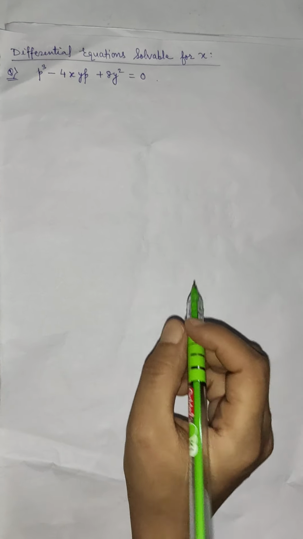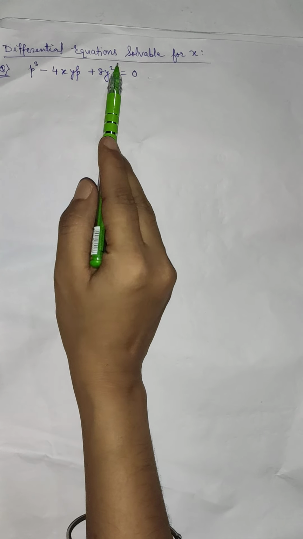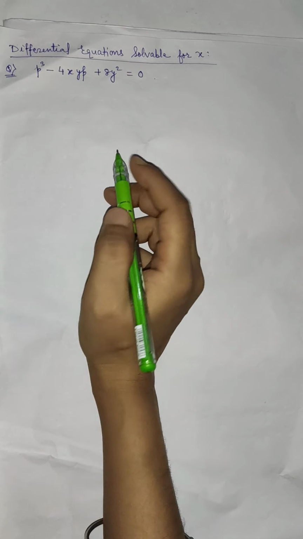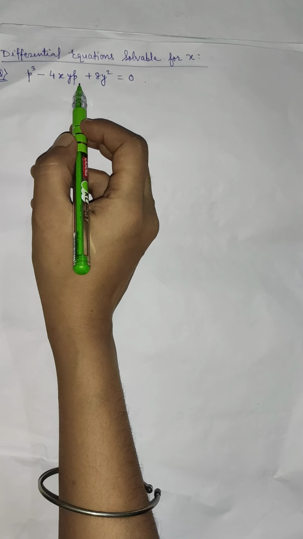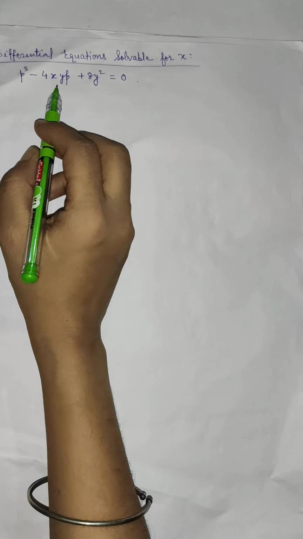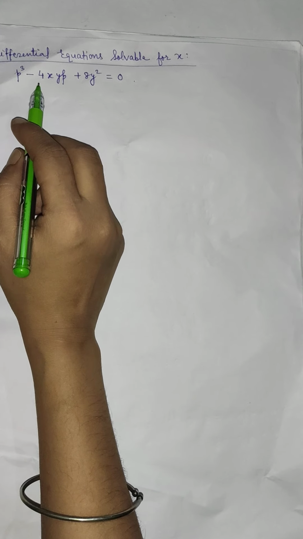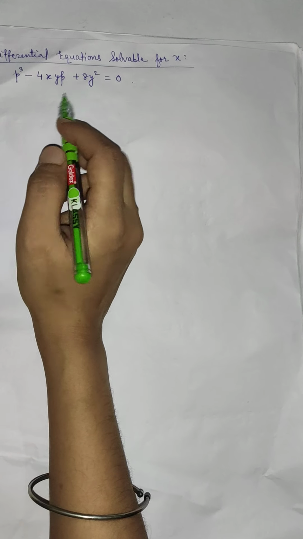Hello friends, today we are going to discuss a question related to the topic differential equation solvable for x. We have a question p cube minus 4xyp plus 8y square is equal to 0. We see here that we can write the given differential equation in the form x is equal to function of y comma p.